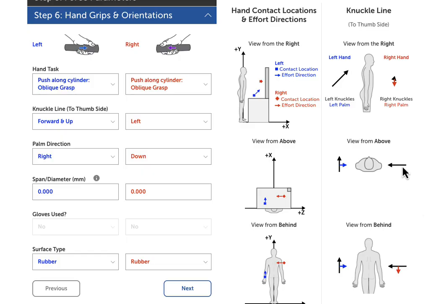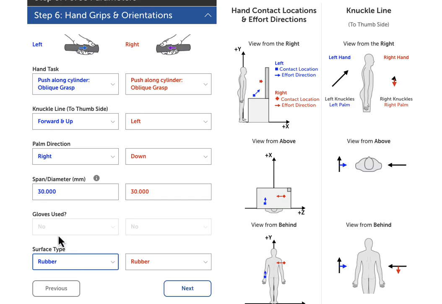And then for this one, you've got the knuckle going to the left, and from behind, you can see the palm is facing down. So that seems a little confusing the first time you see it, but people usually get that sorted out fairly quickly. Because they're pushing on a cylinder, whatever options would be in HandPack are in the software. So when the span is relevant, you would need to enter the span. So let's just assume that's 30 millimeters.